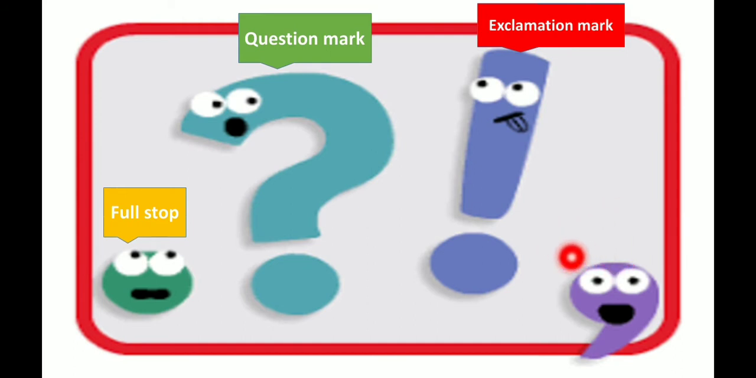And what about the last one? What is this? This is comma. Very nice. Let's review these 3 punctuation marks: full stop, question mark and comma. Then we'll move toward the new one. Alright?